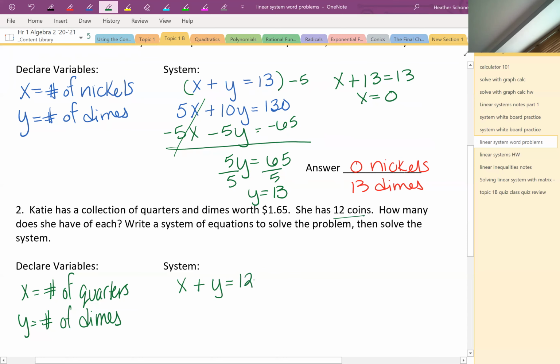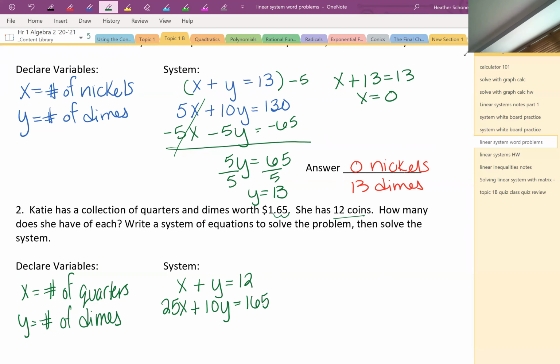coins. Now I'm going to write a second equation for the value of the money. Well, a quarter is 25 cents. So if I take 25 times the number of quarters, I'll know the value of the quarters. And if I add to that 10 times y, that's going to give me the value of the dimes, and it's got to equal $1.65. But remember, we got to move the decimal over 2 places again, so it's actually 165.